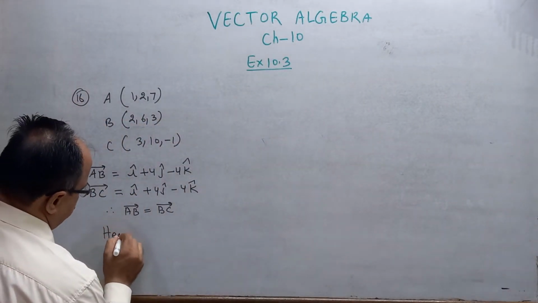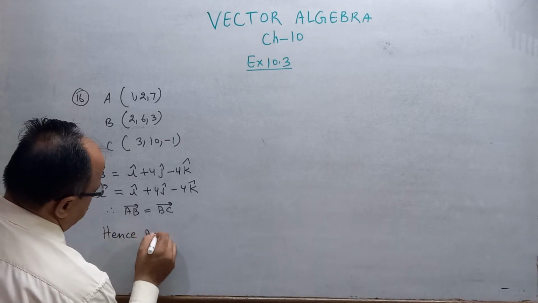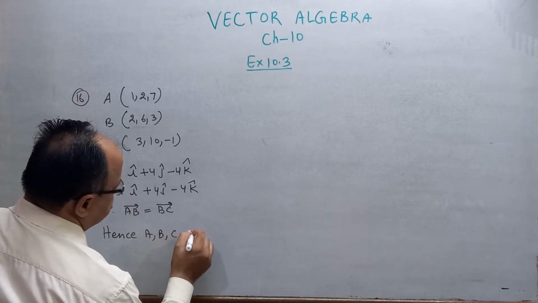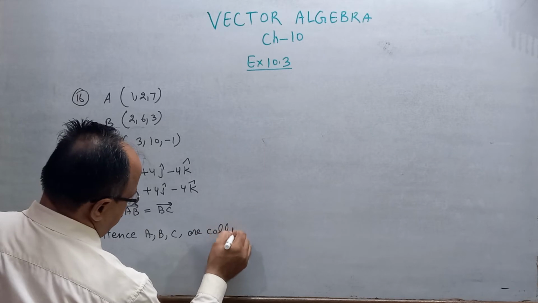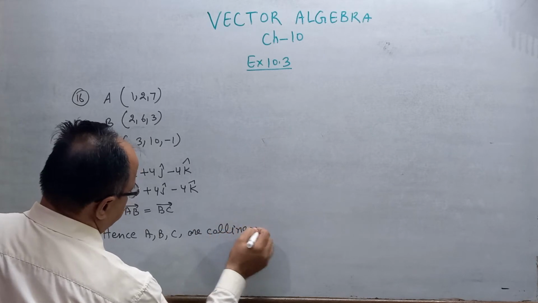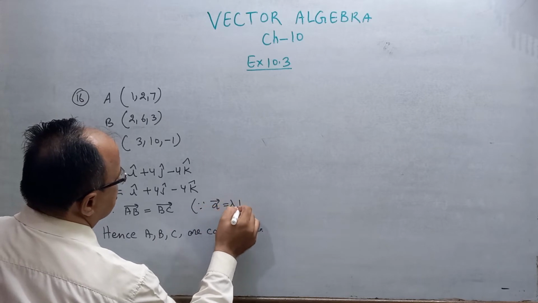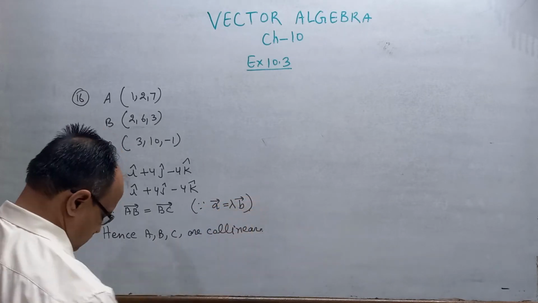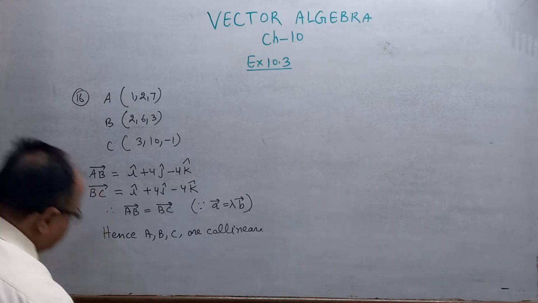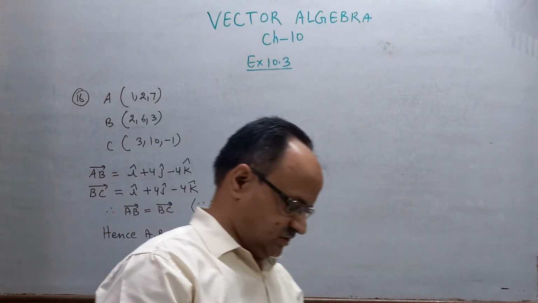Hence, A, B, C are collinear, which is in the form of the condition. This is the solution of question number 16. Okay.